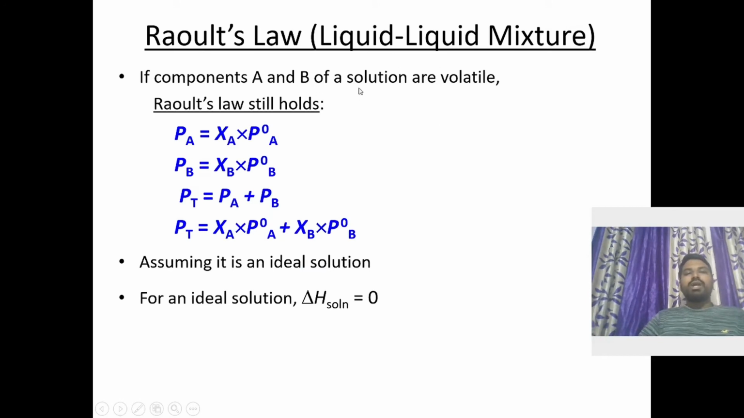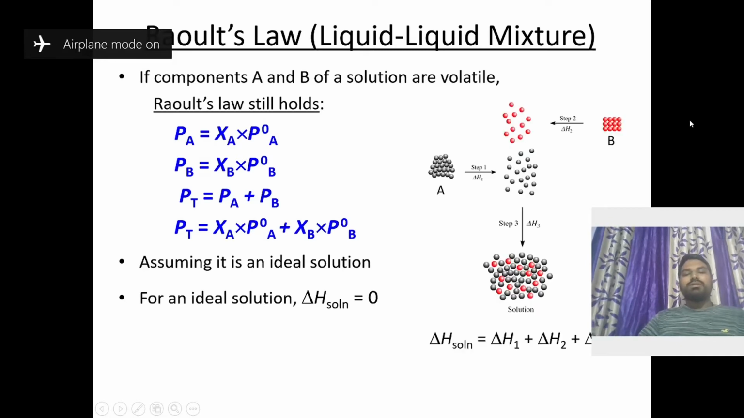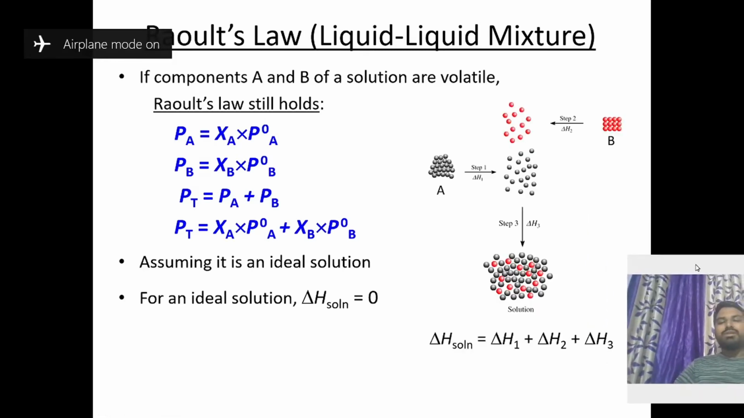If components A and B of a solution are volatile, Raoult's law still holds. Pa is equal to Xa into P0A, Pb is equal to Xb into P0B. P total will be Pa plus Pb. Hence P total will be Xa into P0A plus Xb into P0B. Assuming it is an ideal solution, for an ideal solution delta H will be 0. This is illustrated over here.